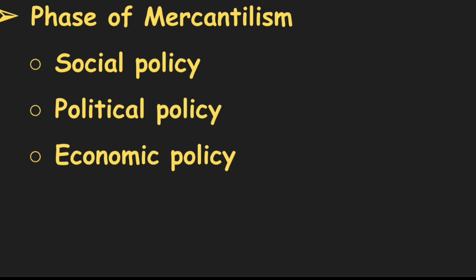Next is the political policy. The Company followed the policy of indirect subordination, that is, subsidiary alliance. There was reform in judicial and civil administration. Civil court was separated from criminal court. The post of civil servants was established by Lord Cornwallis.